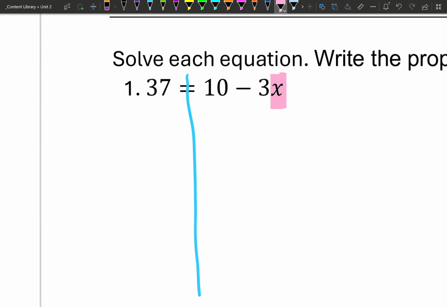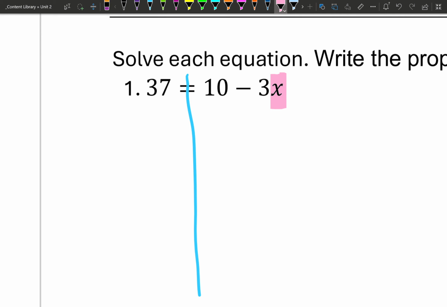In number 1, the variable is x. Now, x is attached to -3, which is attached to a positive 10. I want to take away what's furthest away from x first. That way I can get to the middle, which is my present. 10 is the furthest away from x, so let's deal with that.